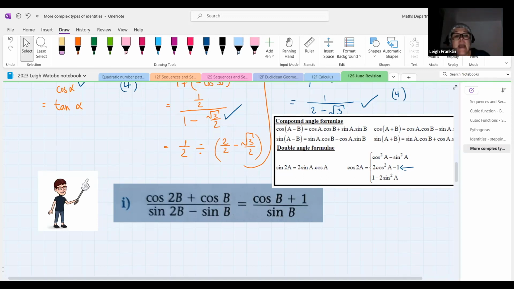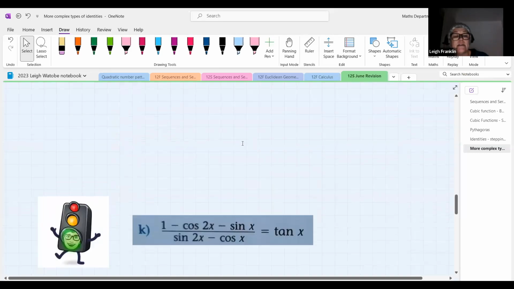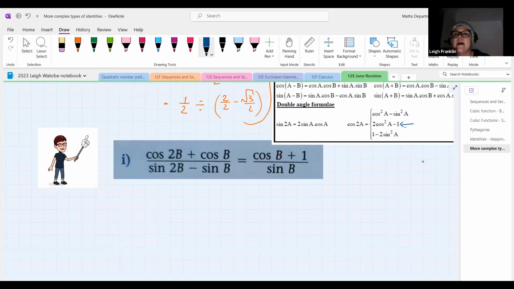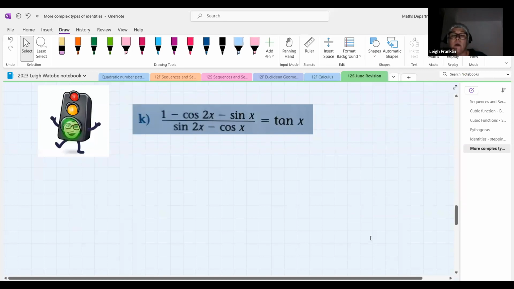In a situation like this question over here, cos 2x is with sine x. So when cos 2x appears with sine x, write cos 2x as 1 minus 2 sine squared x. So if cos 2b is with cos b, write cos 2b as 2 cos squared b minus 1. If cos 2x is with sine x, write cos 2x as 1 minus 2 sine squared x.